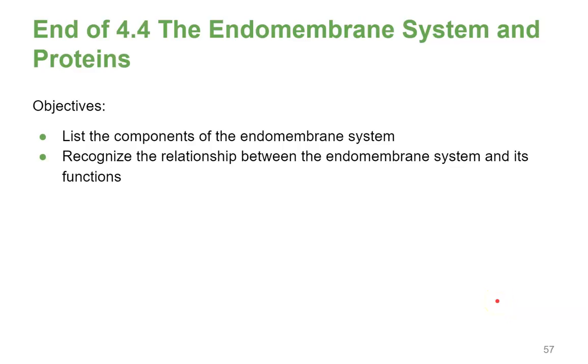And that's the end of the endomembrane system. So hopefully you can list the components, which are the nuclear envelope, the RER, the SER, the Golgi, vesicles, lysosomes, and the plasma membrane. And now hopefully you can recognize the relationship that each of those components have to each other.